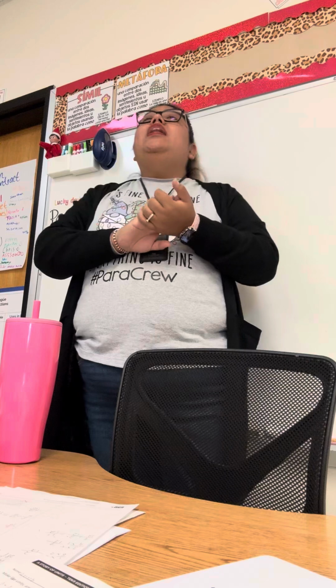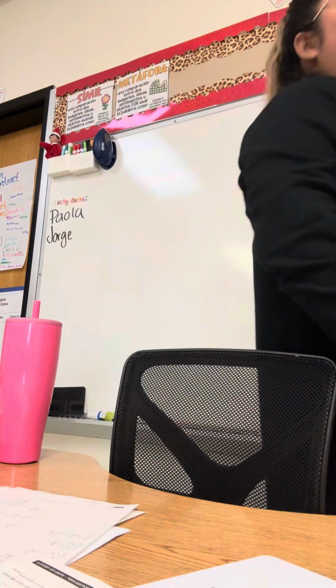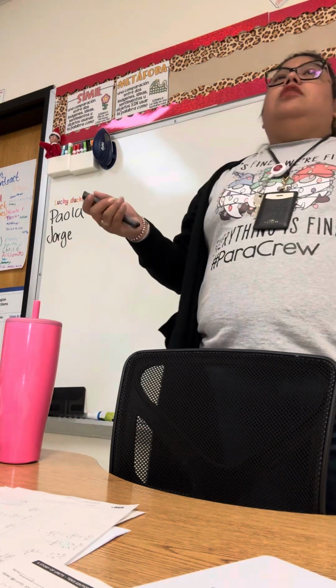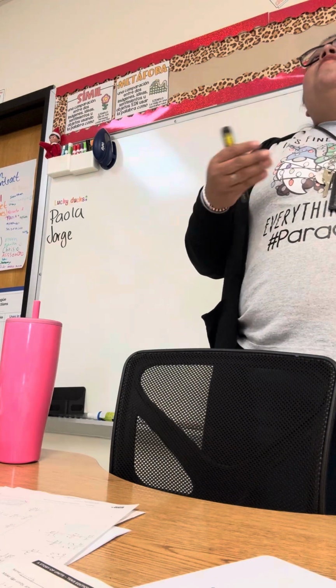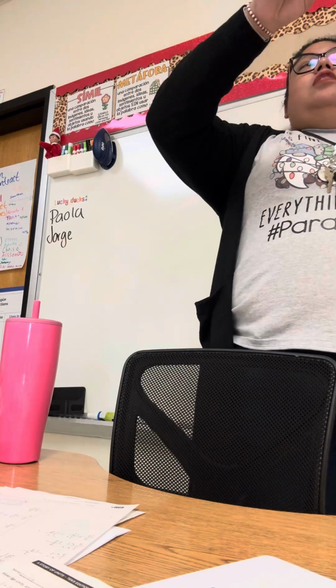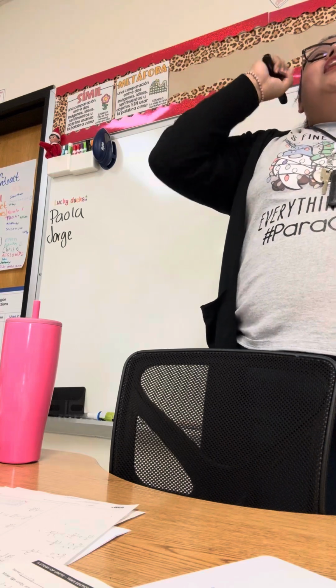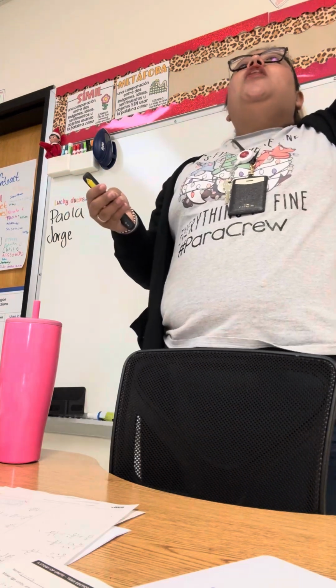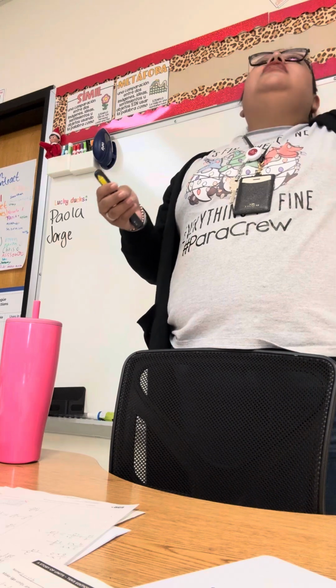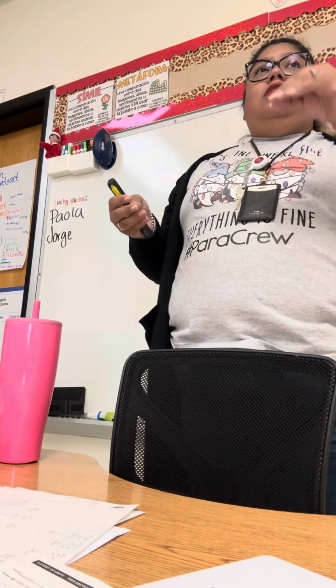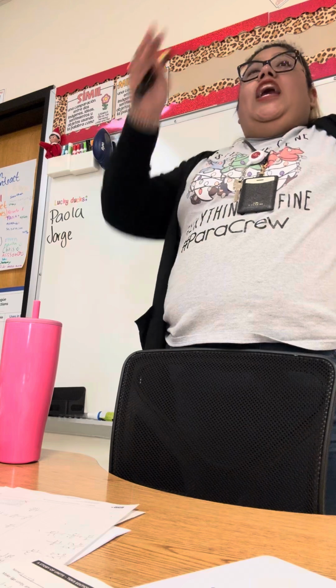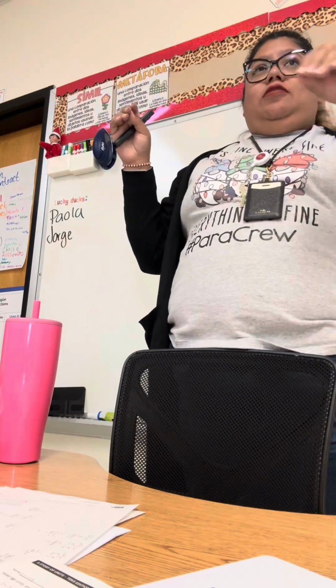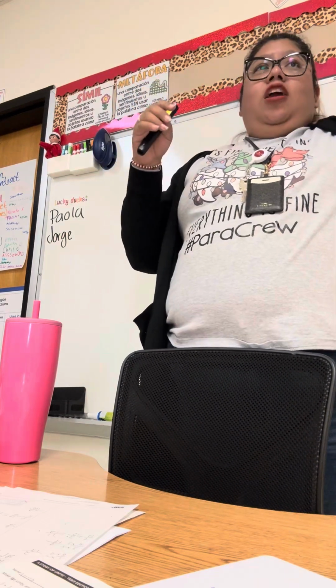Okay, so the next one is improper fraction. What's an improper fraction? A fraction where the numerator is different than the denominator. When the numerator is bigger than the denominator. Okay, so say numerator bigger than the denominator. Numerator is bigger than the denominator. Okay? Bigger than the denominator.